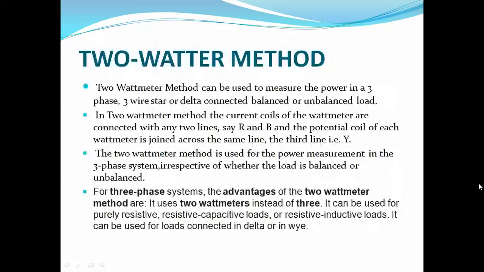Okay. Now the 2 wattmeter method. The 2 wattmeter method can be used to measure the power in a three-phase 3-wire star or delta connected, balanced or unbalanced load. The advantage of the 2 wattmeter method is that it requires only 2 wattmeters instead of 3, and it can be used for purely capacitive, resistive, and inductive loads. It can be used for load connected in delta or star.